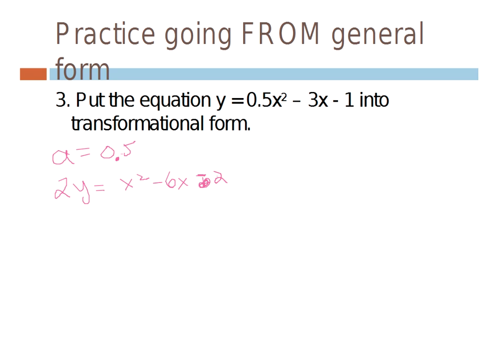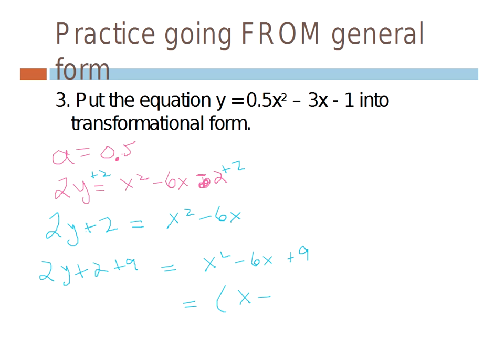And so now I'm going to add 2 to both sides to move the non-x term over. And I'm ready to take half the coefficient of x, square it, and add it to both sides. Half the coefficient of x is -3, squared is plus 9. So the reason why I did that is because the right-hand side now is a perfect square. It is x minus 3 all squared.